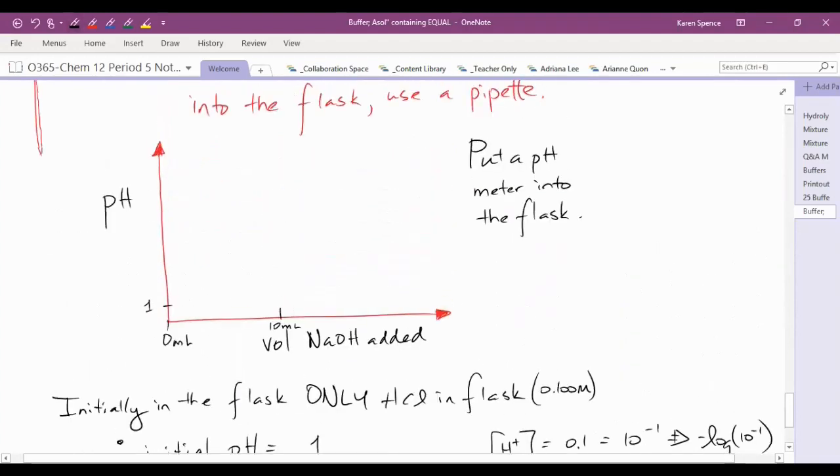we're going to have complete neutralization. And if at 10 milliliters we have complete neutralization, all the HCl has been reacted, and we haven't added any excess NaOH, what will our pH be?